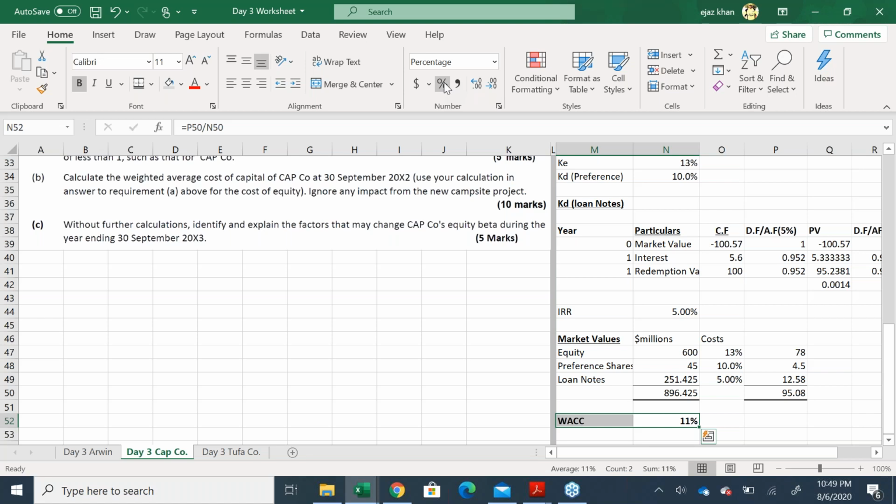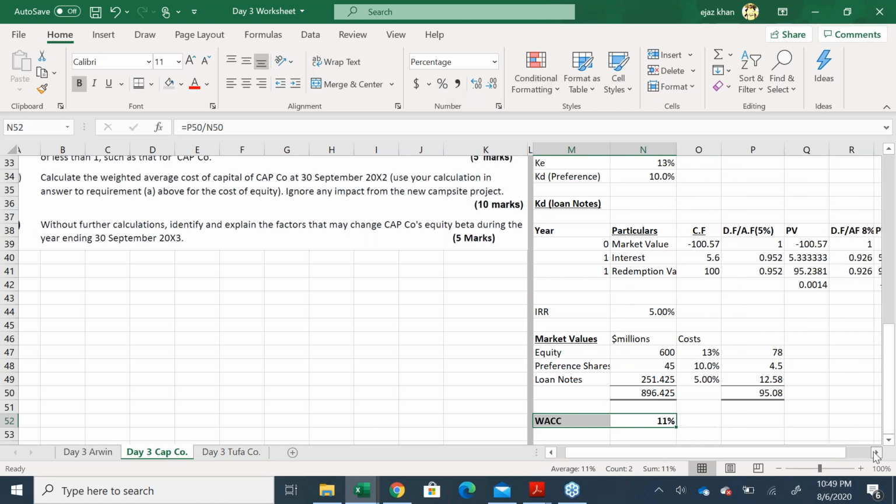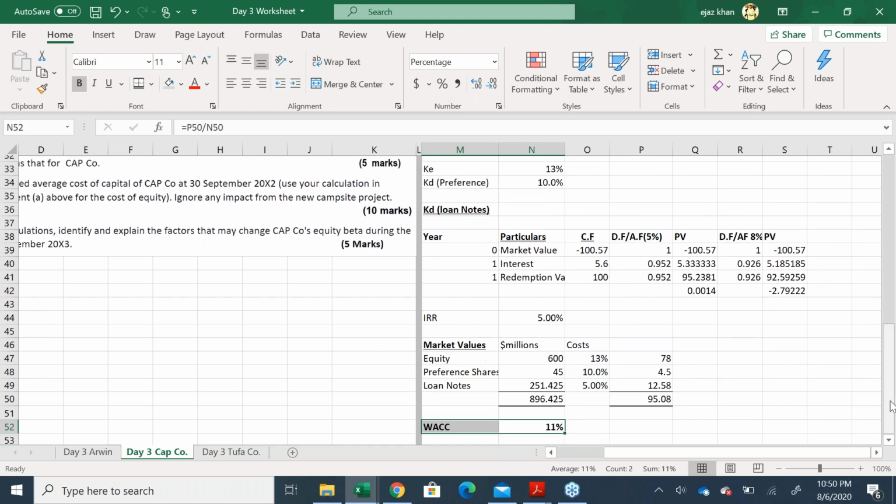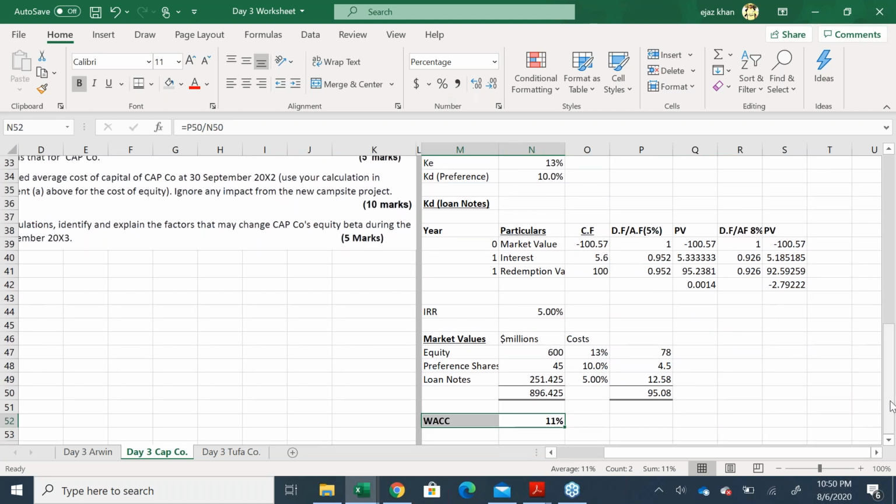Now I'm taking your questions. Yes, Shafi, we did not take NPV because it was only 1 year. We were standing on 30th September 2002, and the loan note was supposed to be redeemed in 1 year's time. So there was only 1 year interest payment. That's why I took the discount factor. If it was supposed to be redeemed in 3 or 4 years' time, then I should have used the annuity factor.